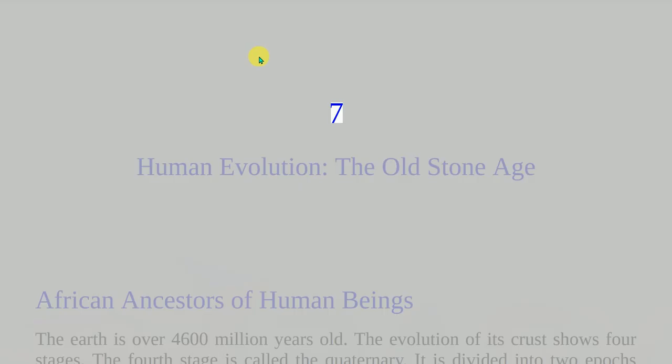7. Human evolution, the Old Stone Age. African ancestors of human beings.